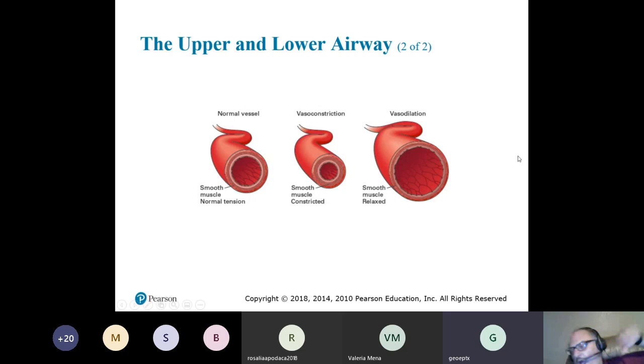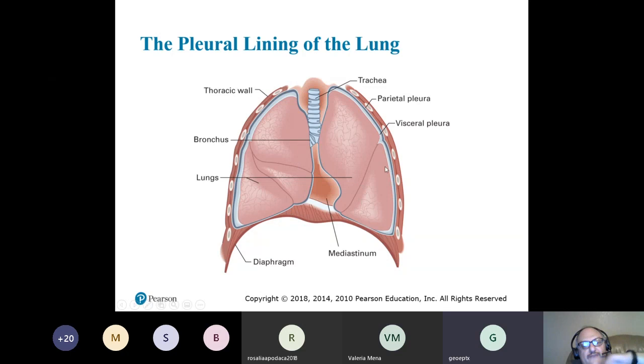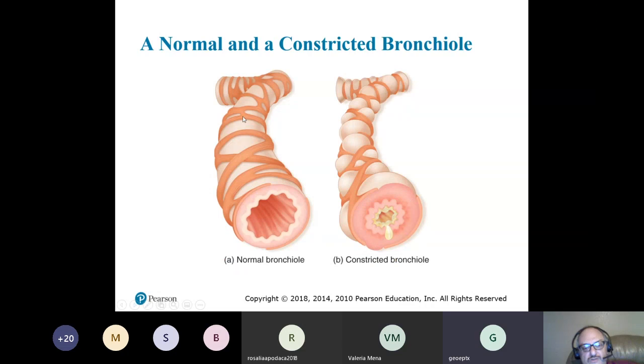Now, something for kids. So there you go, the lungs. There's the diaphragm, the pleura, the sac that's around it. So you see the bronchial. There's the muscle around the bronchial. You see the normal opening, and air is able to move freely.